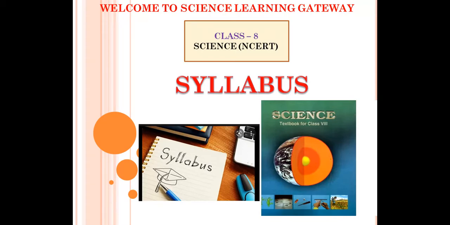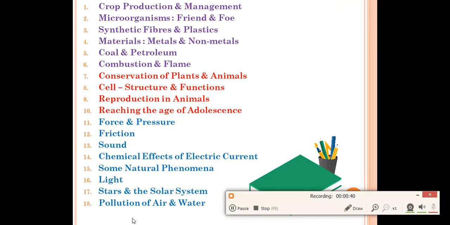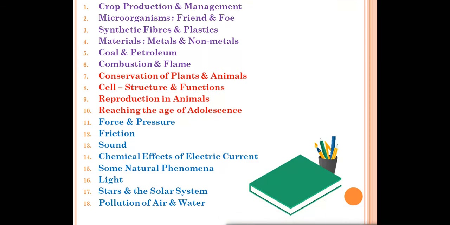So let's discuss the syllabus once. Okay, so altogether 18 chapters we have in your NCERT textbook. The first chapter is crop production and management. In this chapter, we are going to read about the crops, how they are produced, what are the techniques which are used to produce crops, and how they are stored, etc., and how they reach the local people so that they can use those crops.